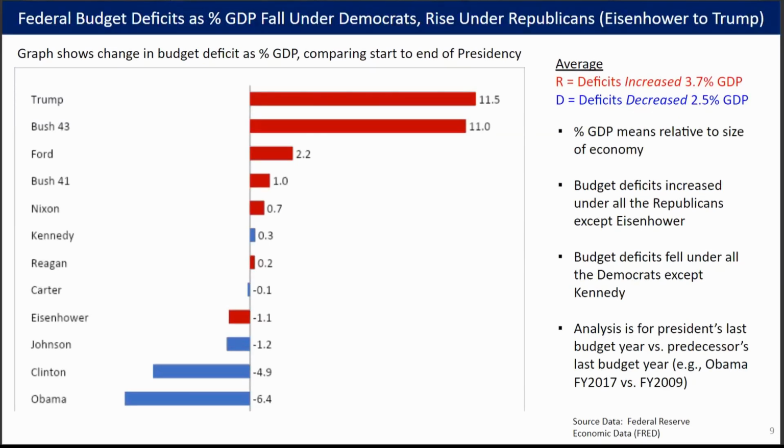Bush 43 also, at the end of his administration, had the Great Recession, and so he also had a very large increase. He inherited surpluses, and then the budget balance became a large deficit. So we went from slight surplus to large deficit, and so that's why you got that large number for him. And then as you work down the line, again, you see the deficits tend to increase under Republicans, and they tend to decrease under Democrats historically.